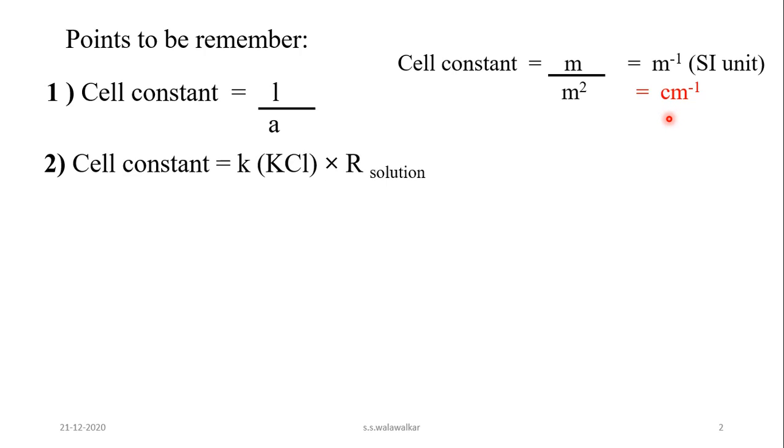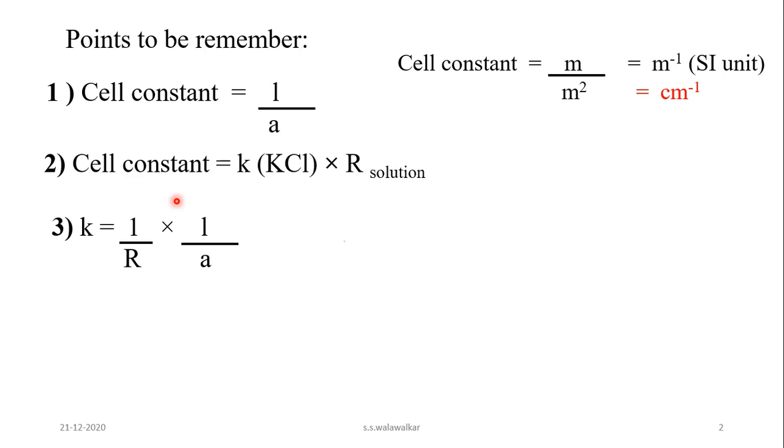Second, if you measure the resistance of the solution using a conductivity cell, and if you know the conductivity of a standard solution, then you can calculate the cell constant even if you do not know the distance and area. So cell constant is equal to the conductivity of the standard electrolyte solution into the resistance of that solution.